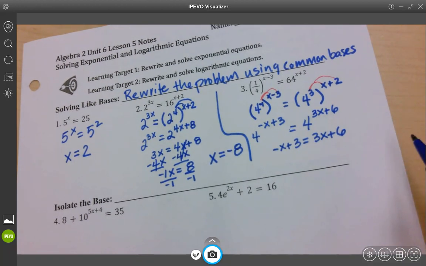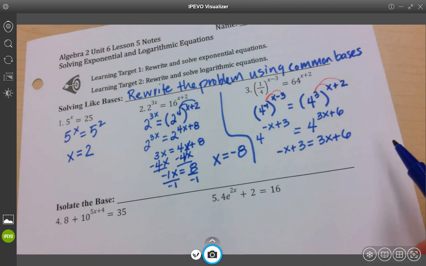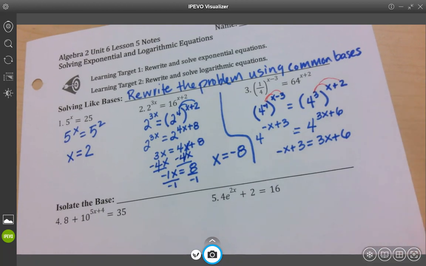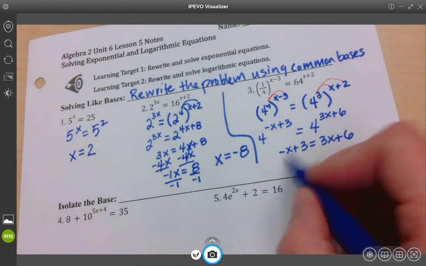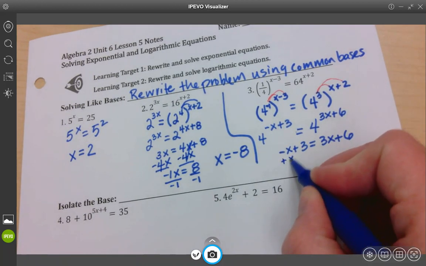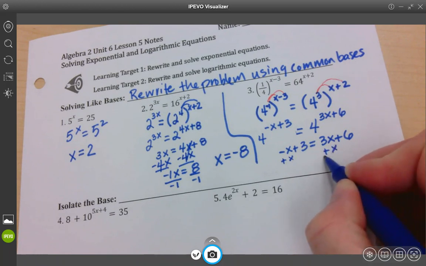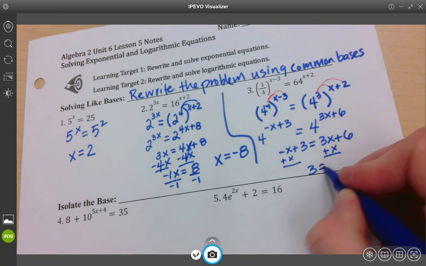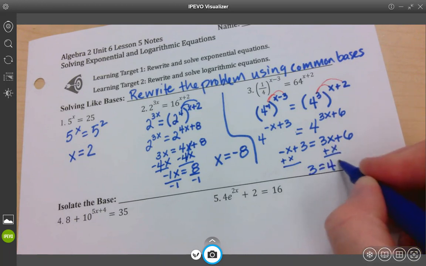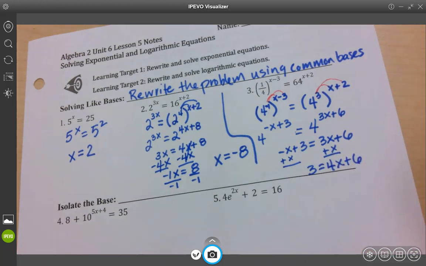You could have subtracted the 3x, or you could have added the x, or maybe you decided to subtract the 3 or the 6 first. Doesn't really matter what order you're doing it in. Just make sure your steps are legit. I'm going to add x on both sides. If you didn't do it that way, just make sure my steps make sense to you and we get the same answer. So I get 3 equals 4x plus 6.